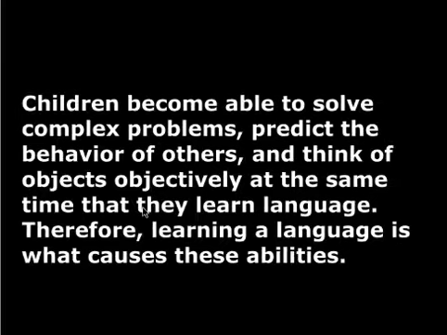Children become able to solve complex problems, predict the behavior of others, and think of objects objectively at the same time they learn language. Okay, so again, we've got a premise about correlation here. In this case, the correlation is the emergence of various psychological abilities in childhood. And there's one group of abilities: solving problems, predicting behavior of others, thinking of objects objectively. And the claim is that the emergence of these abilities is correlated with the emergence of this other thing, learning language.